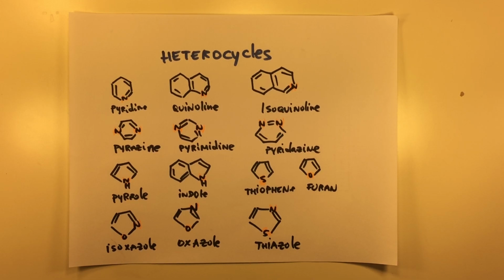Heterocycles are extremely important in medicinal chemistry because most drugs contain them in their structure. A heterocycle is a cyclic compound containing carbon, hydrogen, and at least one other type of atom, which could be nitrogen, oxygen, or sulfur.